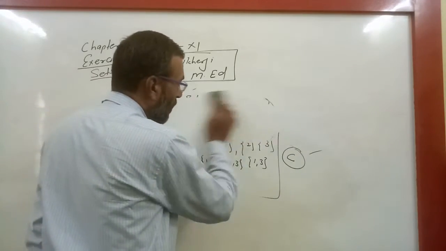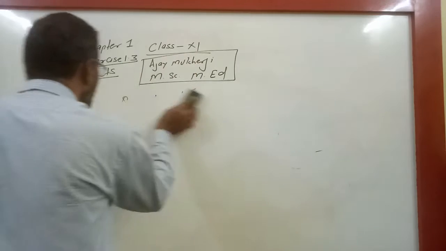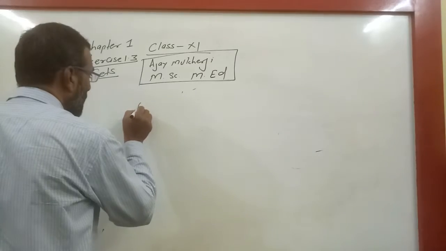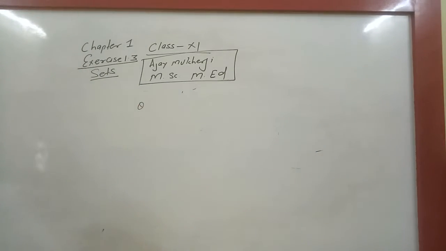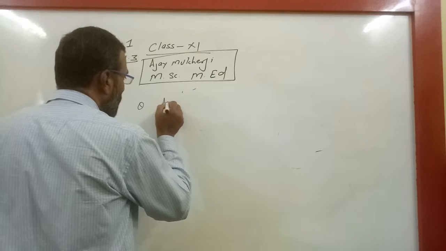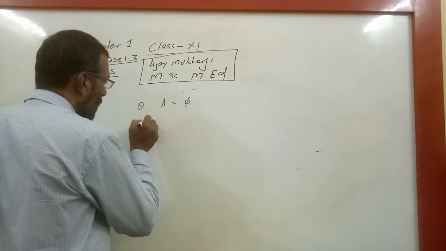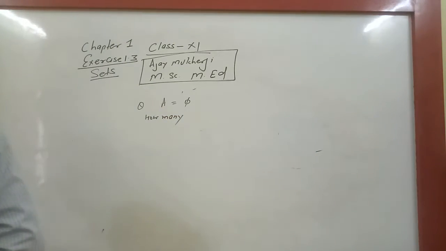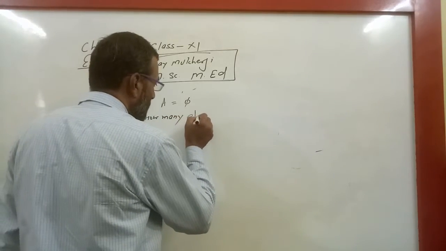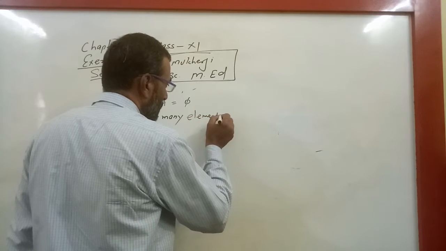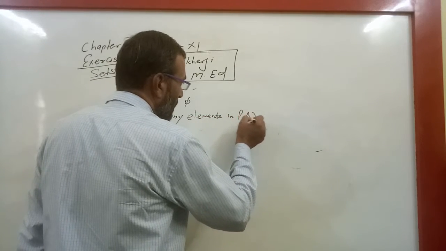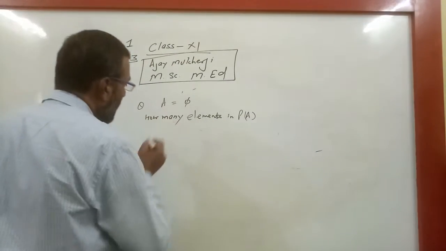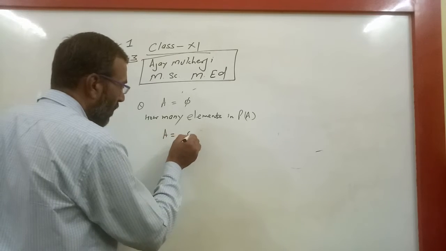Next question of exercise 1.3 is related to the previous one. A is equal to {5}. How many elements are there in the power set of A? We have to represent the power set. A is equal to {5}, given below.